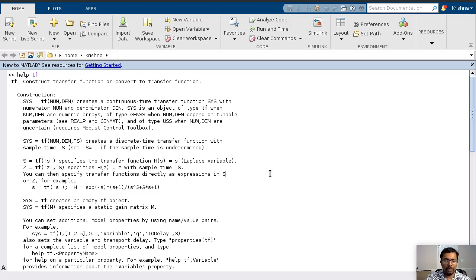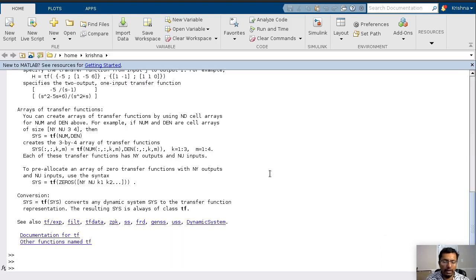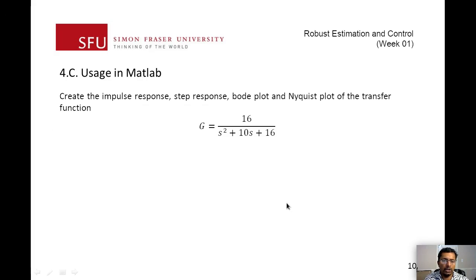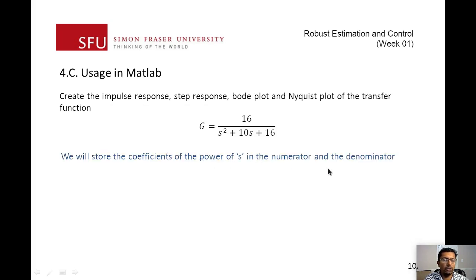So we'll create the numerator and denominator, and then use that to create our polynomial. The first thing we're going to do is store the different powers of the numerator and the denominator in two separate variables. So in the MATLAB prompt, we're going to say numerator is 16 and denominator is 1 times s to the 2, so we're going to put 1, and then 10 times s to the 1, and then 16 times s to the 0. So these are the values we're going to be storing.